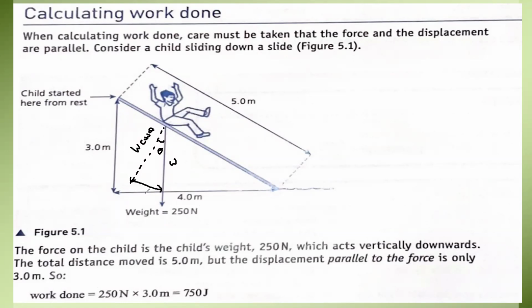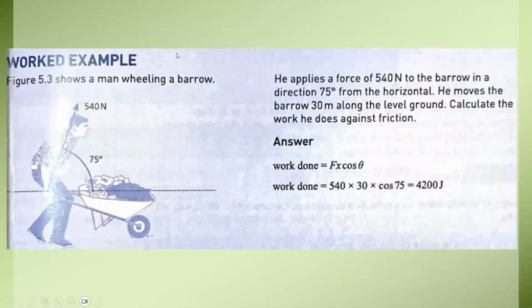And this one will be the component W sine theta. If I have the angle of the inclined surface and want to calculate the work done, I will use W sine theta multiplied by 5, because the 5 is parallel to W sine theta. So whenever you calculate work, it is always the force multiplied by the component which is parallel.